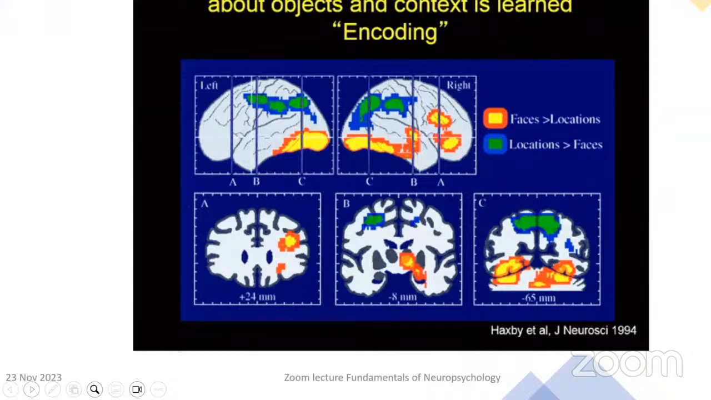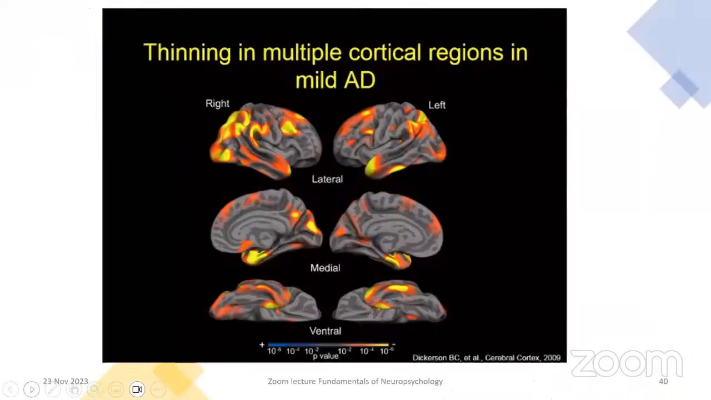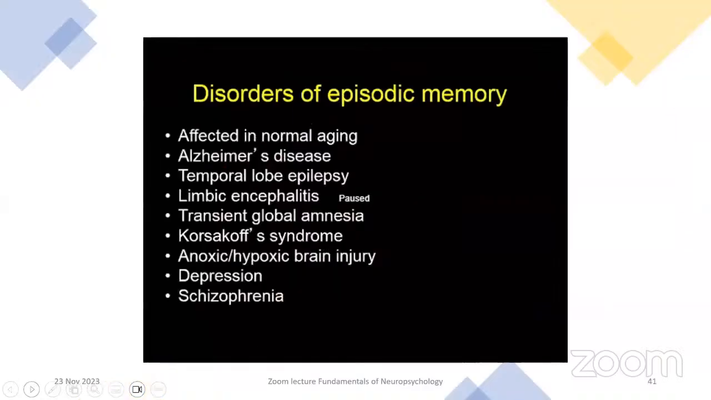Some of these important aspects are to be remembered very much, because there is thinning in multiple cortical regions, as shown here in mild Alzheimer's disease, when it has not become clinically evident. The yellow is the area of thinning. So disorders of episodic memory, if you look at, do not affect normal aging, but include Alzheimer's disease, temporal lobe epilepsy, limbic encephalitis, transient global amnesia, Korsakoff syndrome, anoxic hypoxic brain injury, depression, schizophrenia, even viral herpes simplex encephalitis.